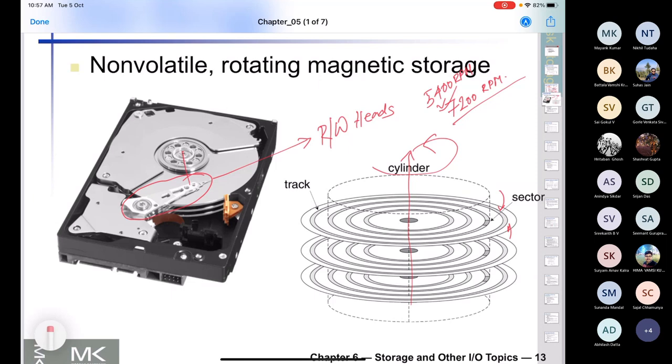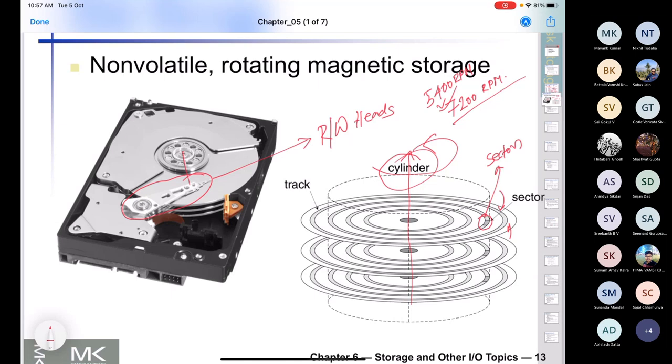The smallest unit of data is organized in chunks in units called sectors. Okay, as shown here. Every track consists of several sectors. All the tracks at the same radius across all the disks can be considered together in a hypothetical organization called a cylinder. The cylinder is not a physical cylinder, okay? It's just a hypothetical organization of the data across the different disks.